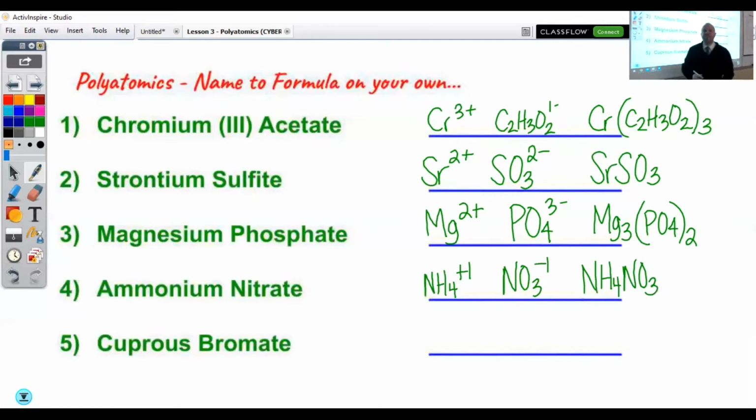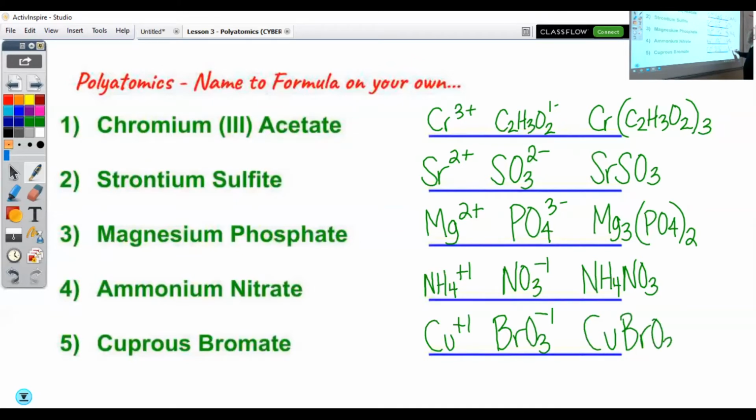Finally, in our 5th example here, we have cuprous. If you look on the divalent side, the left side of your sheet, you'll find out that cuprous is copper with a +1 charge. Bromate. Bromate is BrO3 with a -1 charge. +1, -1 cancel out. We have CuBrO3.